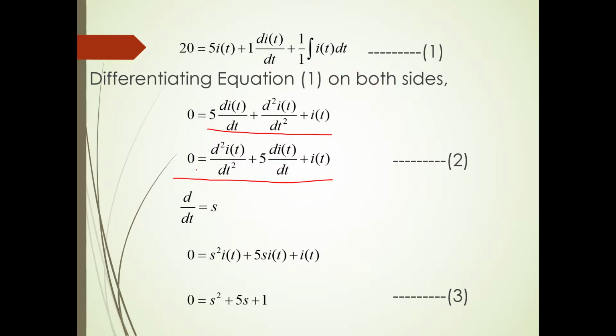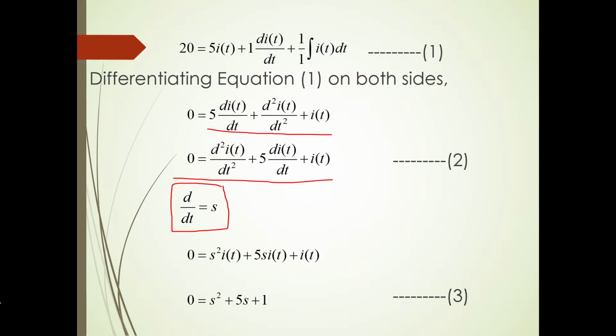So in my equation 2, 0 is equal to d square i of t by dt square plus 5 di of t by dt plus i of t. Now again, to make it more simple, I am assuming that d by dt is equal to s. Instead of d by dt, just substitute s there.